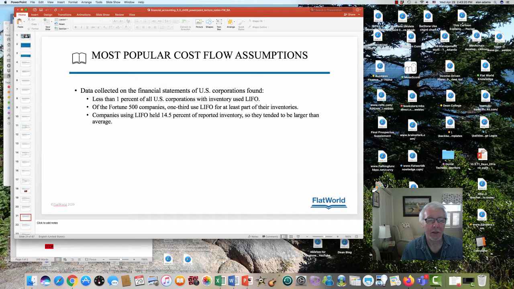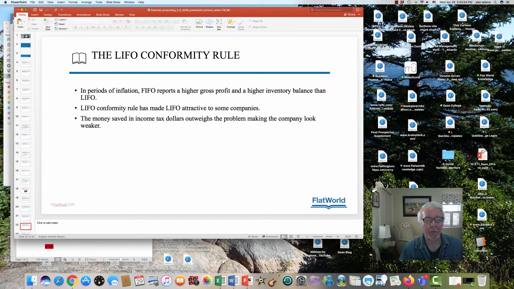Okay. All right. Here's some interesting stats. I'm not into stats myself, but if you're curious, less than 1% of all U.S. corporations use LIFO. I find that quite surprising, honestly. In our book, Walmart uses LIFO, and Johnson & Johnson, a company I love, uses FIFO. Okay. So of the largest U.S. companies, the Fortune 500, 1/3 use LIFO for at least part of their inventories, okay? So there's some stats for you.